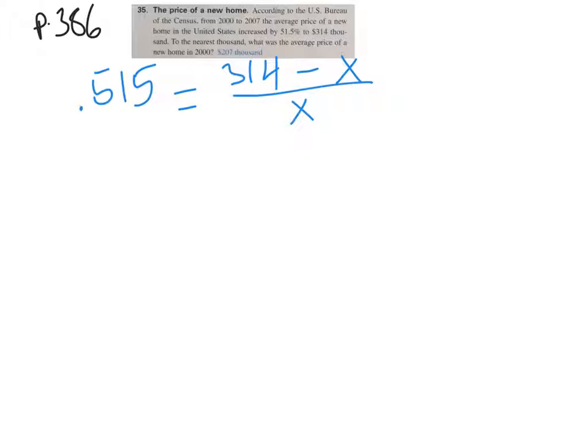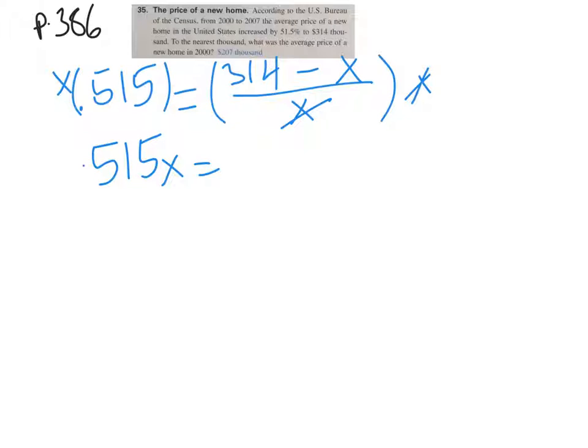If we want to solve it for x, the first thing we should do is get x out of the denominator, which means we're going to multiply both sides by x. So we're multiplying both sides by x. There we go. The x's over here cancel out. So over here we get 0.515x equals, the x is canceled out, so we still have 314 minus x on top.